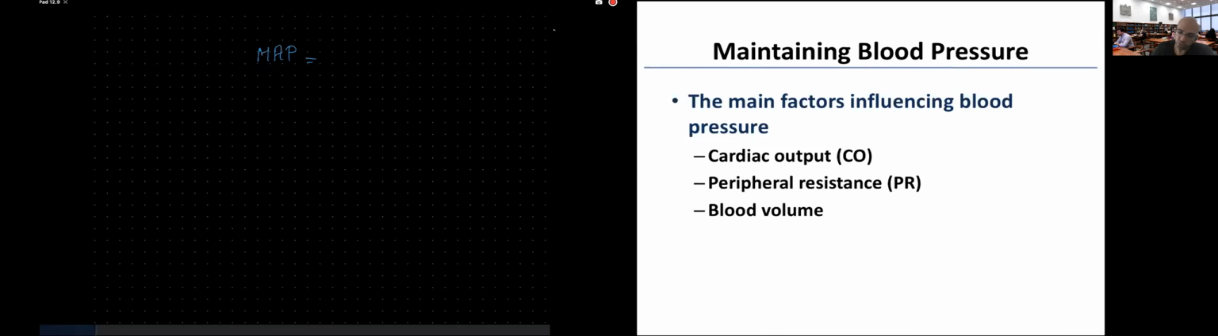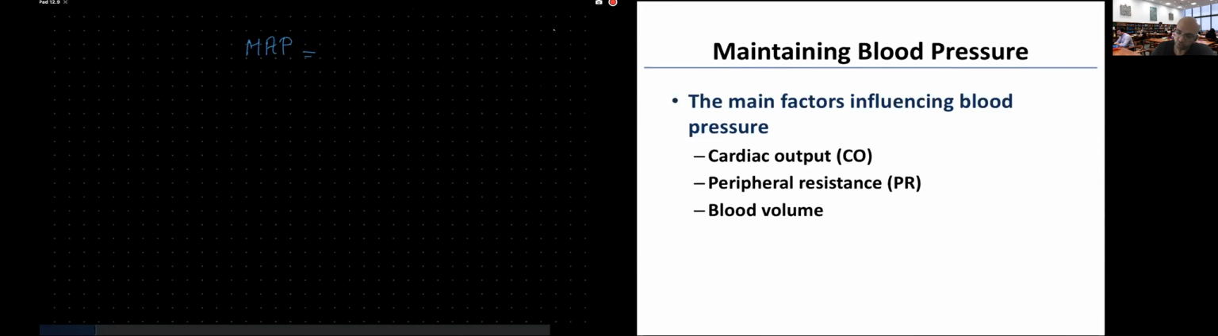So mean arterial pressure has three main factors, if you remember, that would be affecting it. Those are the cardiac output, the total peripheral resistance, and the blood volume. Those are the three main factors.